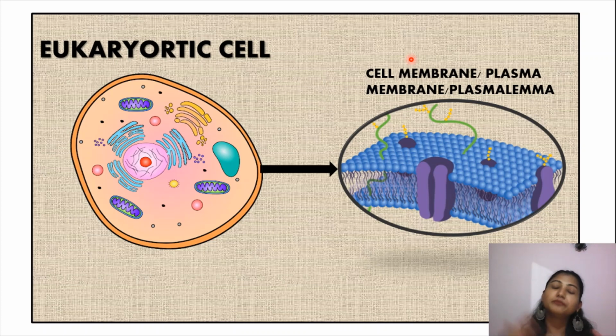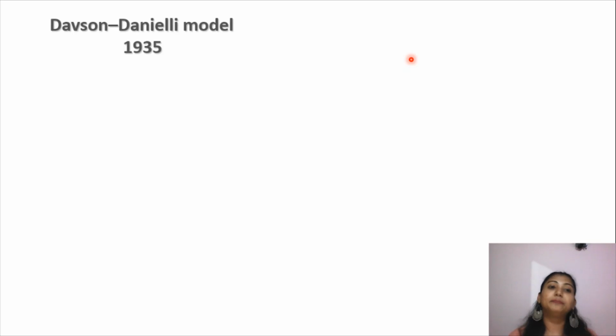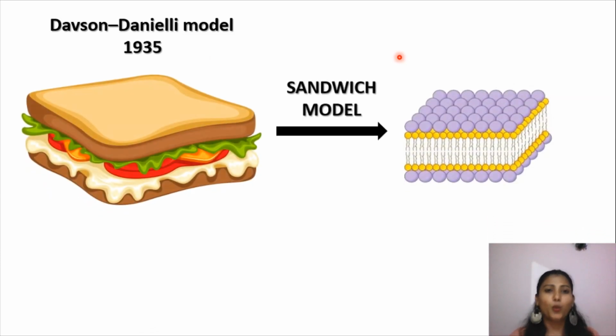There were many scientists who put in a lot of effort to discover it and come up with a model. So let's discuss the journey of the discovery of the cell membrane. The very first attempt was the Davson-Danielli model in the year 1935. Oh wow, what can we see here? We can see a sandwich.